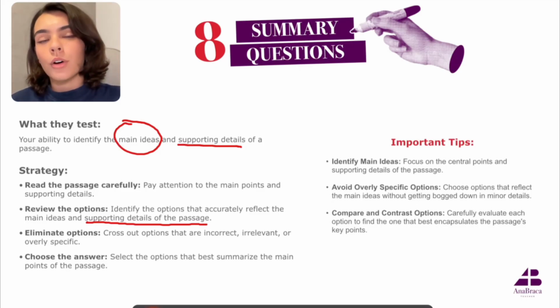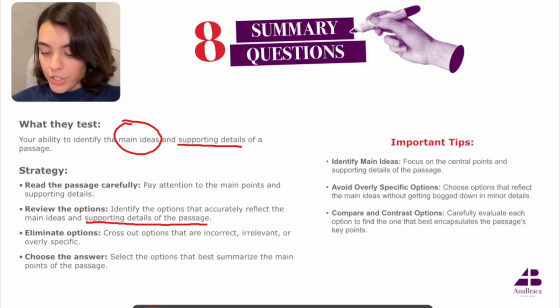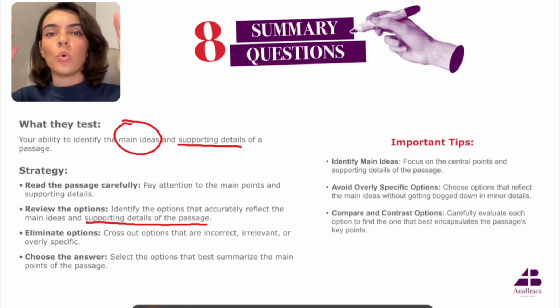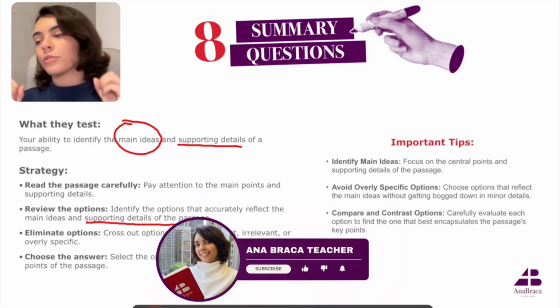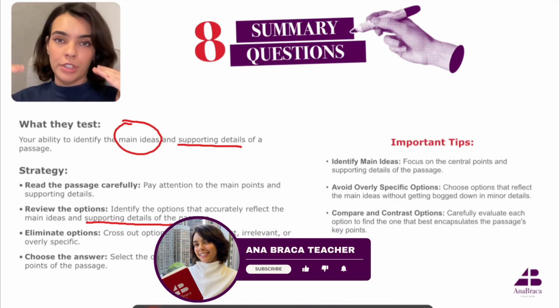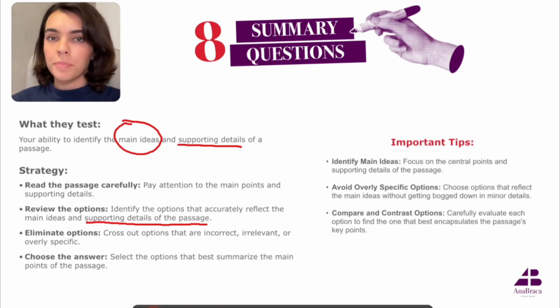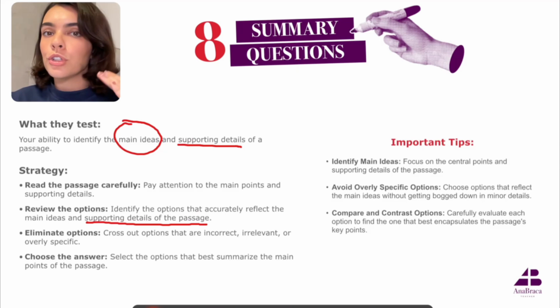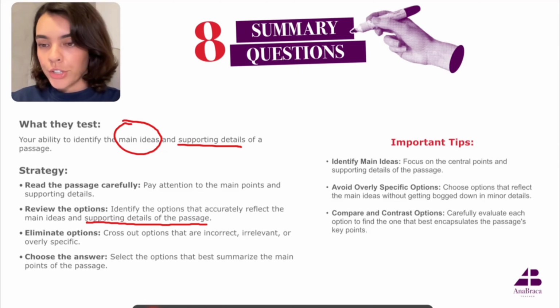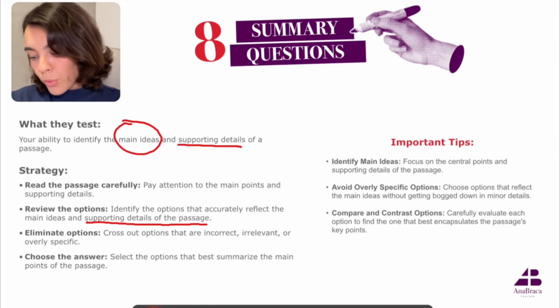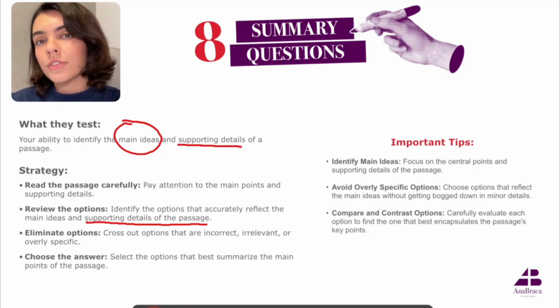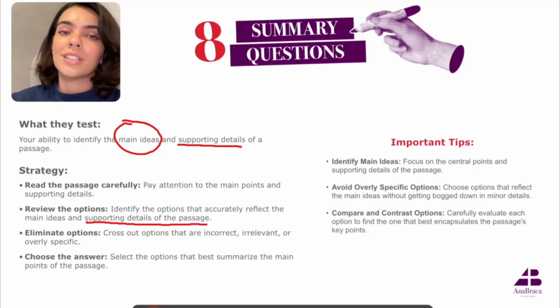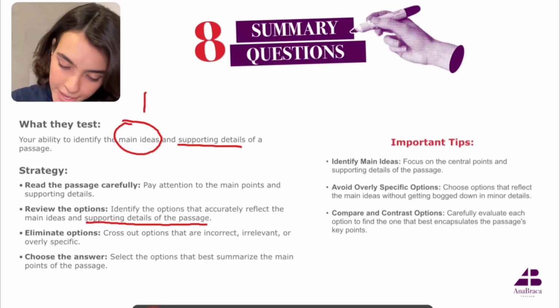Important tips on how to go about the summary questions. First thing is identify main ideas. Identify what the passage is about. What is the main idea of the first paragraph? What is the main idea of the second paragraph? And so on until the conclusion. Guys, don't ignore the conclusion. If you ignore the conclusion, you might get an option wrong here. Okay? Avoid overly specific options. As I told you, this is about main idea.